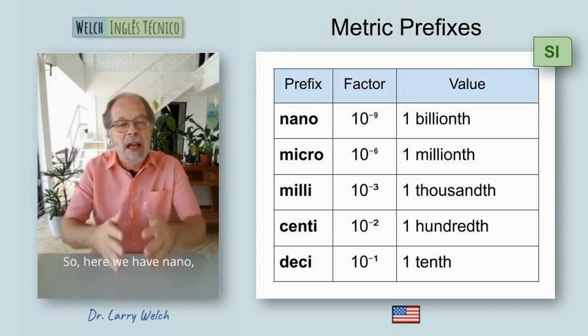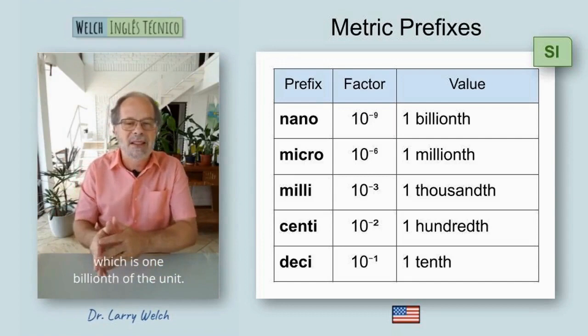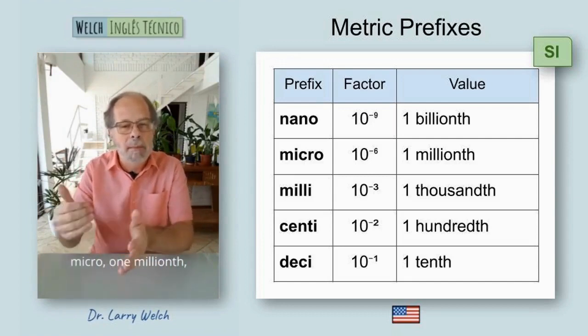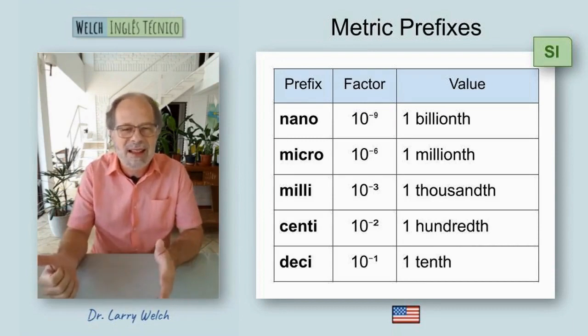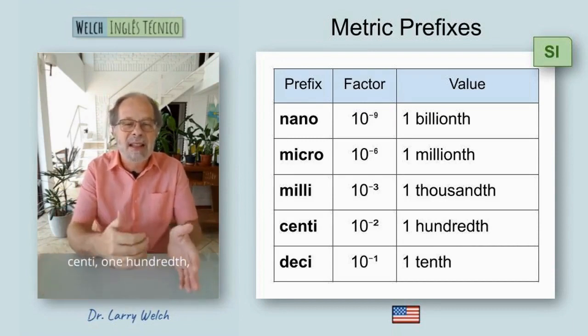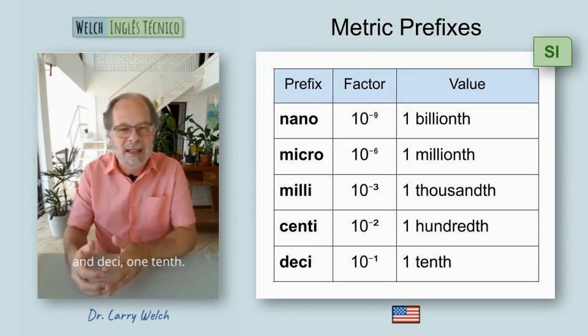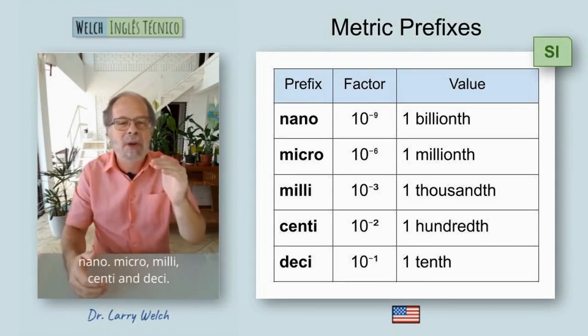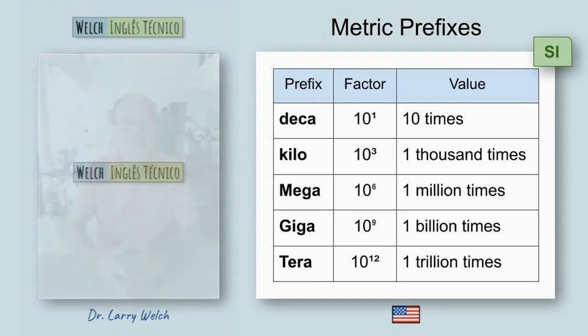So here we have nano, which is 1/billionth of the unit. Micro, 1/millionth. Milli, 1/1,000th. Centi, 1/100th. And deci, 1/10th. Nano, micro, milli, centi, and deci, smaller units.